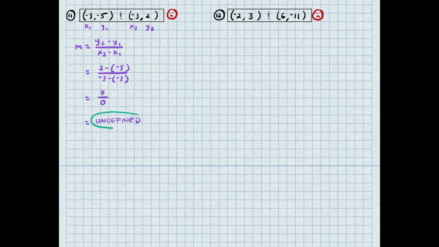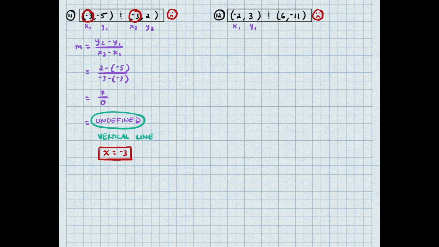Do you remember what kind of line has an undefined slope? If you were thinking a vertical line, good job. This final equation is just going to be x is equal to negative 3. This is the equation of the vertical line that goes through these 2 points. In the future, you can observe that if you ever have two x values that are the same, you know it's a vertical line. And let's try one last one.